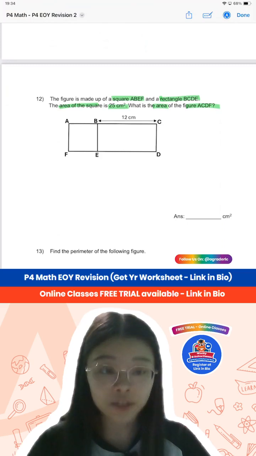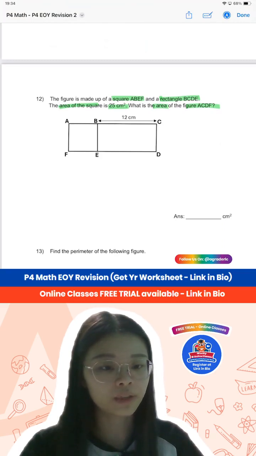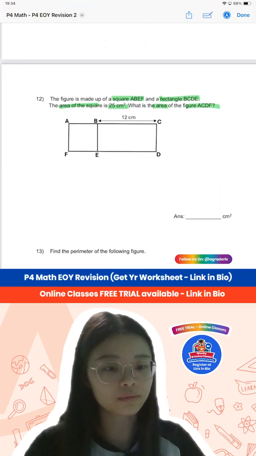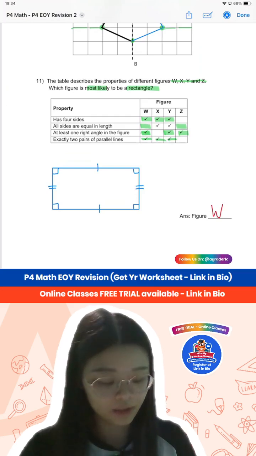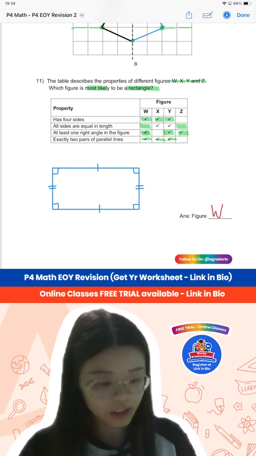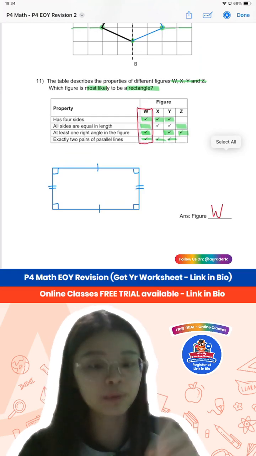Oh, Crest already has an answer. 5 times 5, question 11. The rectangle? Are you asking why is the answer W? The answer is W because W is the only one that has all ticks. It means that W must be a rectangle.